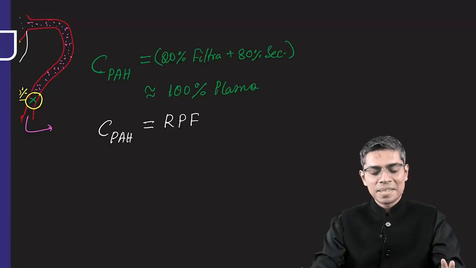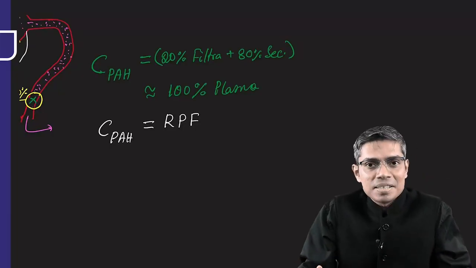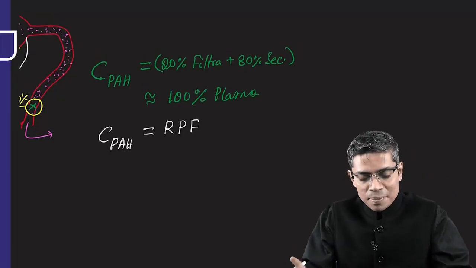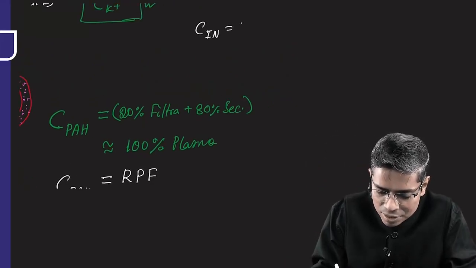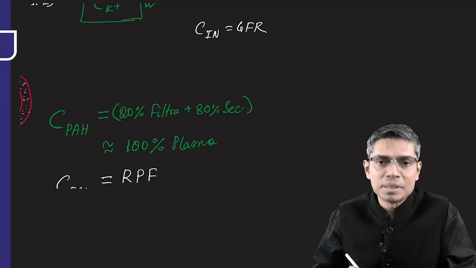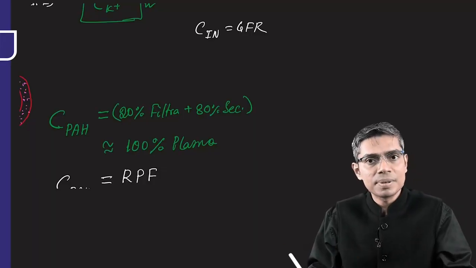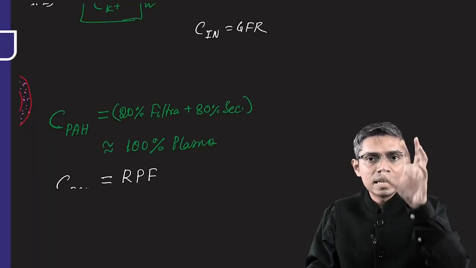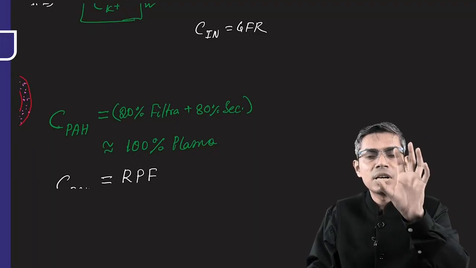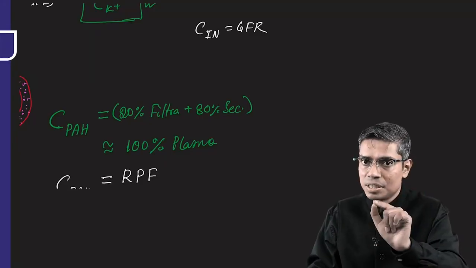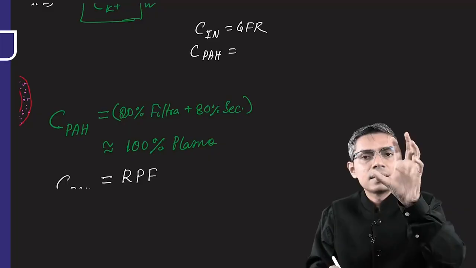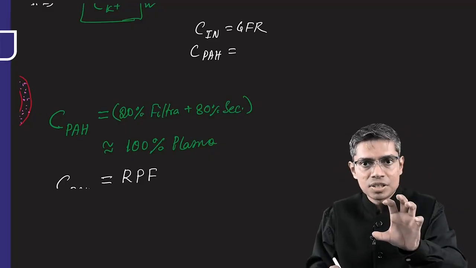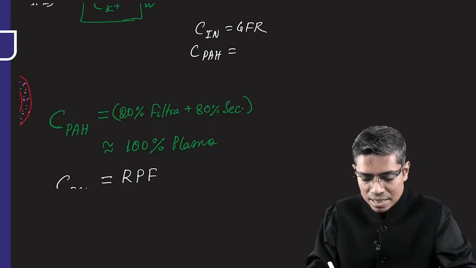That's why we say that the clearance of PAH is equal to renal plasma flow, and previously we have seen that the clearance of inulin is equal to GFR. So please remember this: the clearance of inulin is equal to GFR because inulin reaches the urine only by the process of filtration. And for the clearance of PAH, from filtration and from secretion, 100% of the plasma is getting cleared.